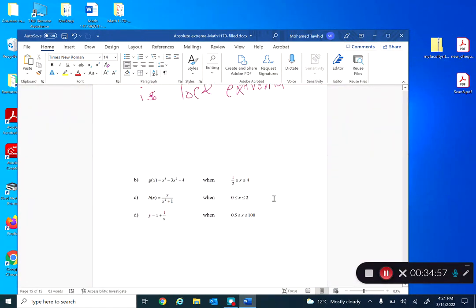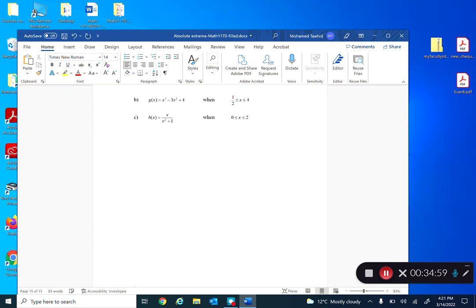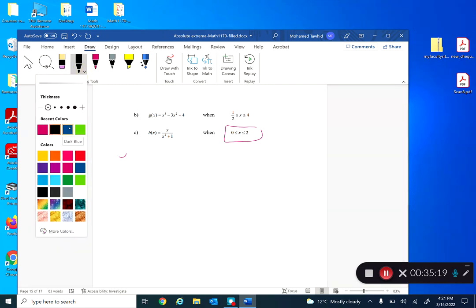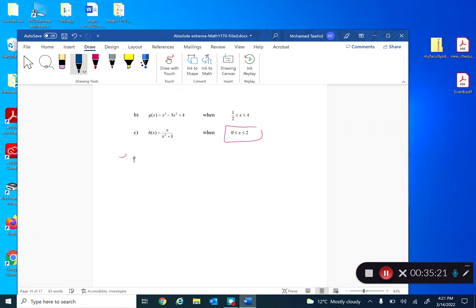Maybe I'll skip the second one because it's easy, so I think I'll do this one. So now what is your domain, your endpoint here? Your endpoints here are 0 and 2, x between 0 and 2. Those are the points that have the potential to have a minimum or a maximum.